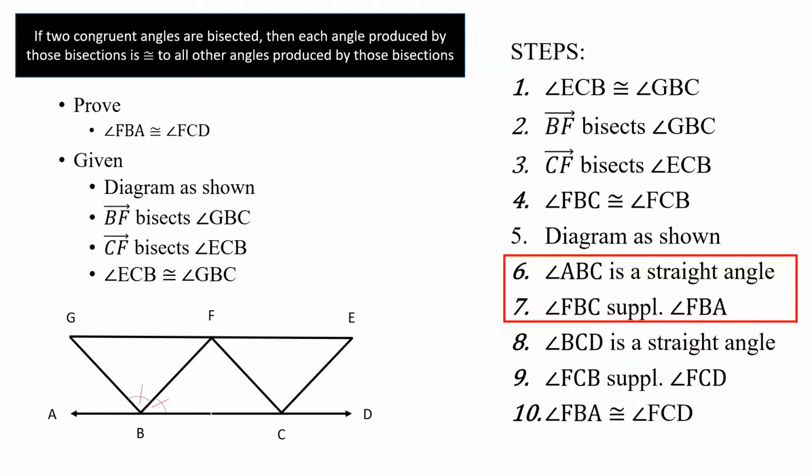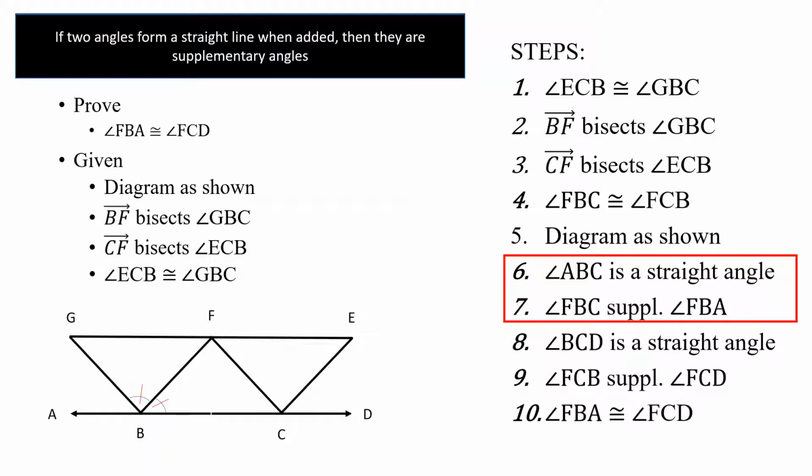Now step 7 says that angle FBC is a supplemental angle to angle FBA. Now what is the rationale for that? If two angles form a straight line when added together, then they are supplementary angles. And we can see that when FBC is added to FBA, they do in fact add up to make a straight angle or a straight line. So that's why those two angles are considered supplementary. Because remember, supplementary angles are just angles that when added together add up to 180 degrees.